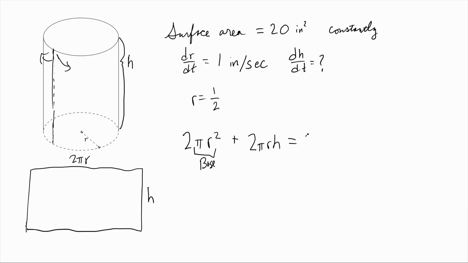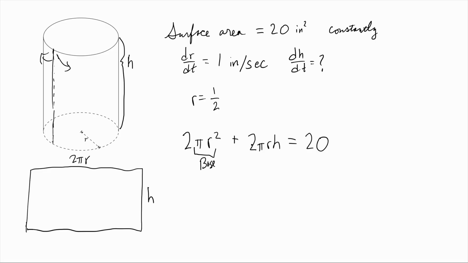We want that to be equal to a constant 20. There's our function equivalence equation that relates the function r and the function h together. Notice I'm calling the variables functions because I want to emphasize that we can take derivatives of them, and that they're functions of t. So that's why I'm saying a function equivalence equation.